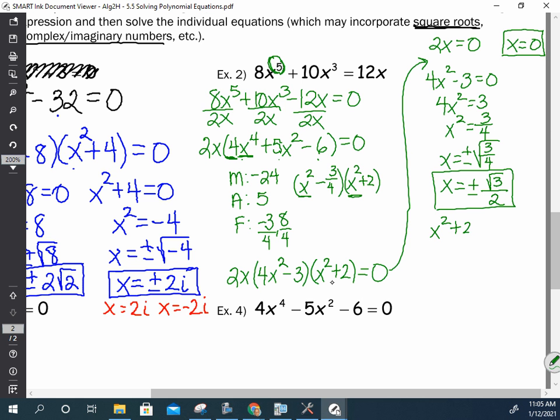X squared plus 2 equals 0. So x squared equals negative 2. Take the square root of both sides. Square root of negative 2 means plus or minus the square root of 2i.